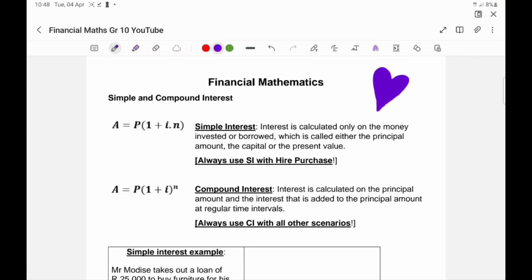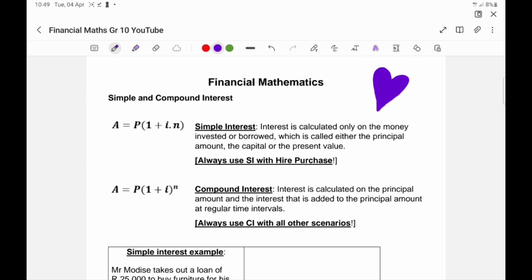Hello grade 10s and welcome to another video where we're going to deal with a summary of all the financial maths that you need to know for grade 10. If you are heading in towards exams and you need to revise this chapter, this will be a good run through of all the types of questions that you can get.